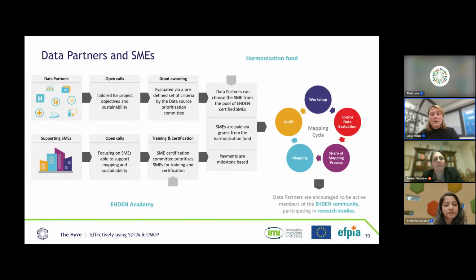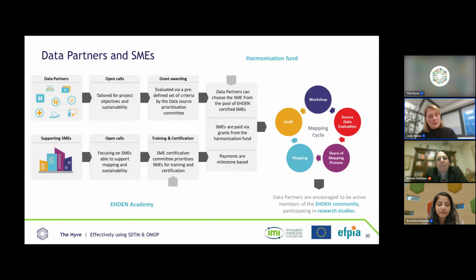What was really helpful in the EHDEN project is that we had two streams. One of them is the data partners. They are not called data holders or data providers because they're not only providing the data, they're really partners in the collaboration. There was a harmonization fund as part of the project that enabled those data partners, which could be hospitals, registries, all the sources that Berber mentioned, to map the data to the common standard. In this case, it was the OMOP standard.